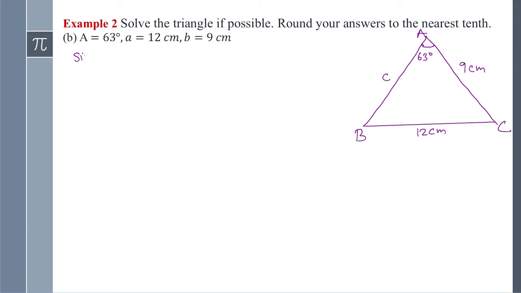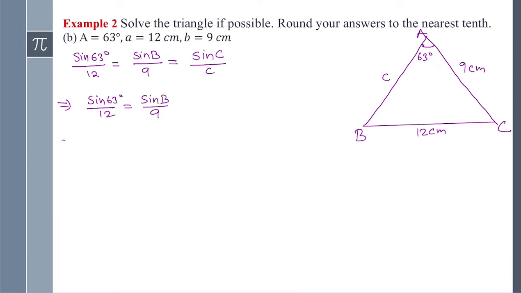So we can write sine A, which is sine 63 degrees, over side a, which is 12 centimeters. We'll just write 12 now and then write the unit at the end. Then sine B is unknown, so we write sine B over side b, which is 9 centimeters, equals sine C, unknown, over c, which is also unknown. So we'll find angle B, then angle C, and then side c. In order to find angle B, we'll take the first two: sine 63 degrees over 12 equals sine B over 9.